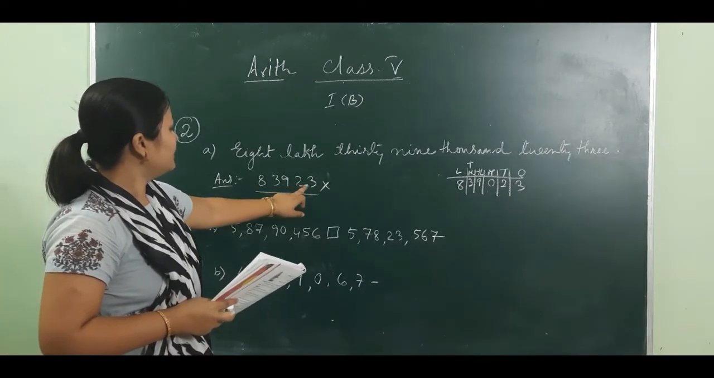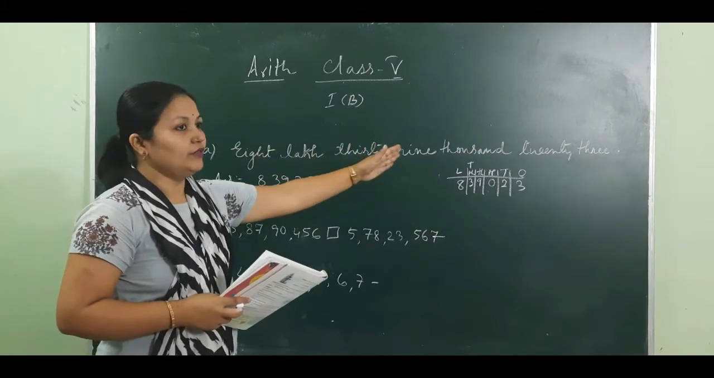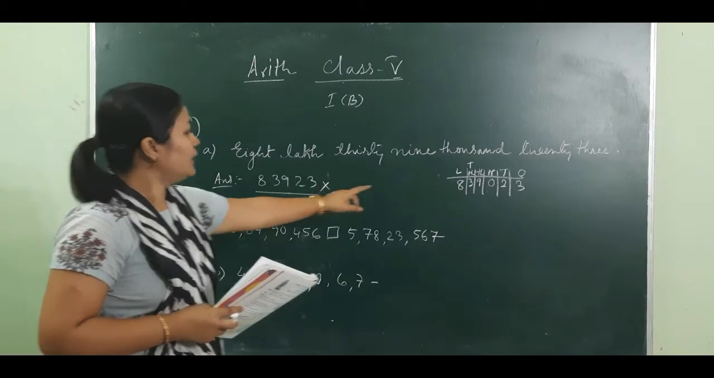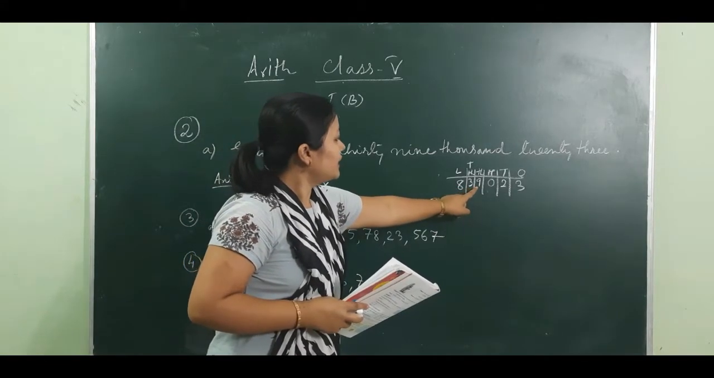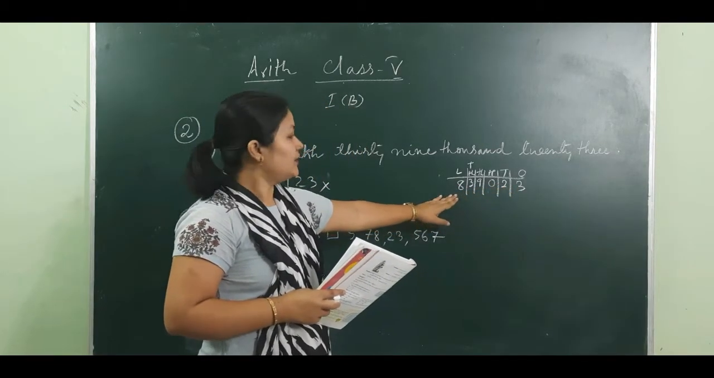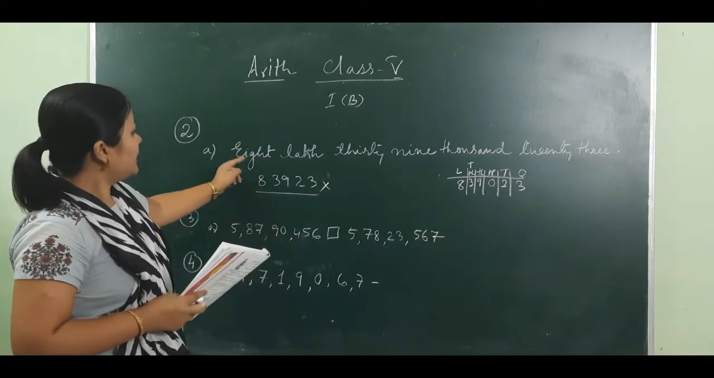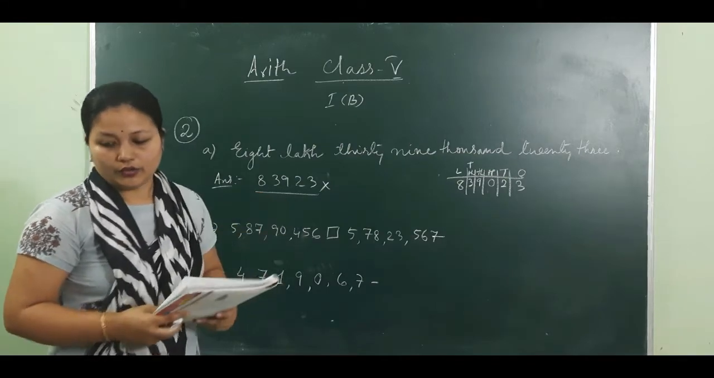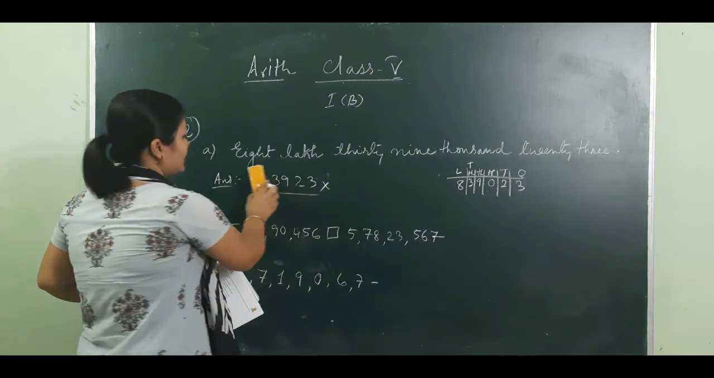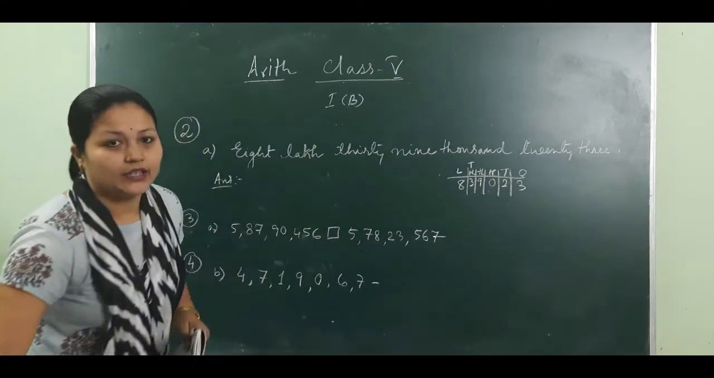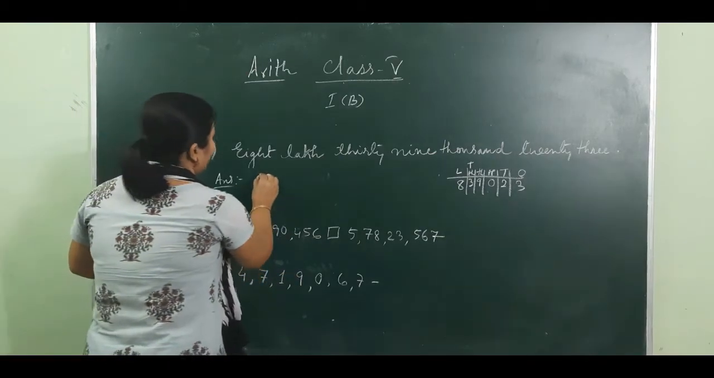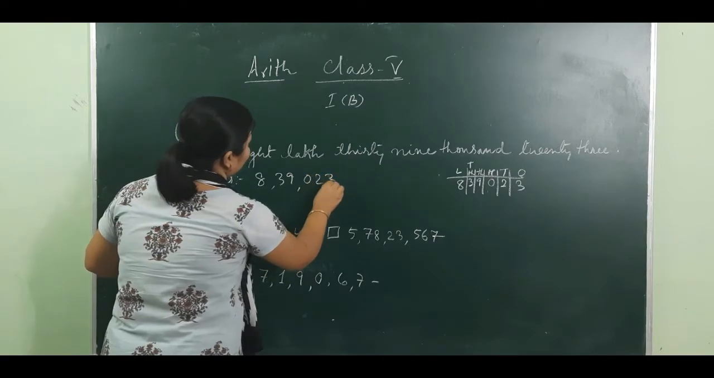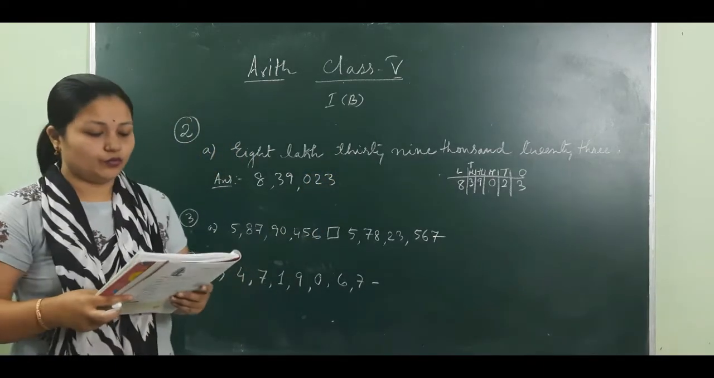If we write directly whatever is given without making a chart, then this one will be wrong. Here you see 8,39,023. The correct answer is this one. If you write directly like this without making a table, then the answer will be wrong. Okay, so you always follow this table. You write the table, then you solve the question. So the answer is 8,39,023. The remaining you have to do yourself.